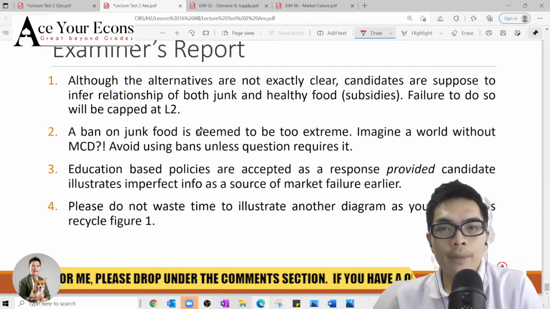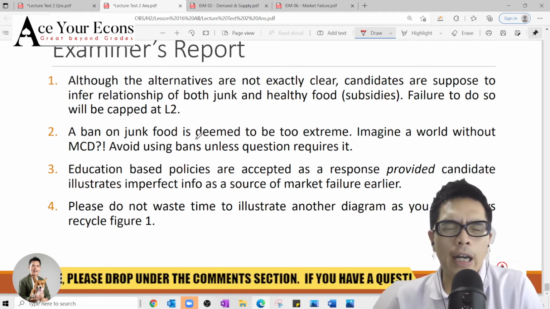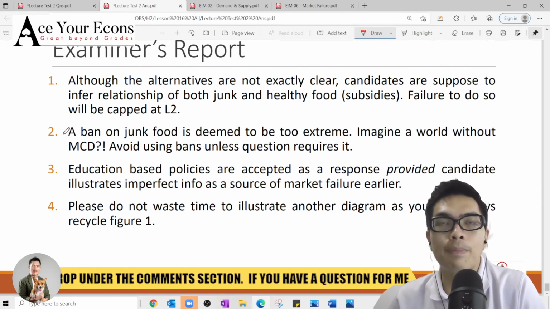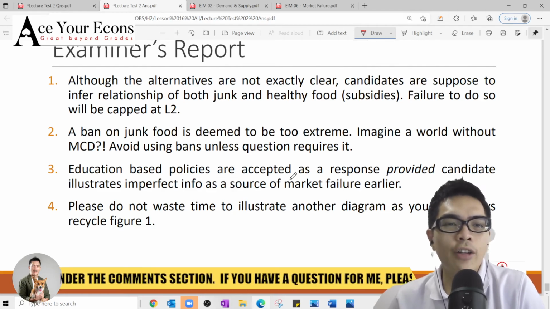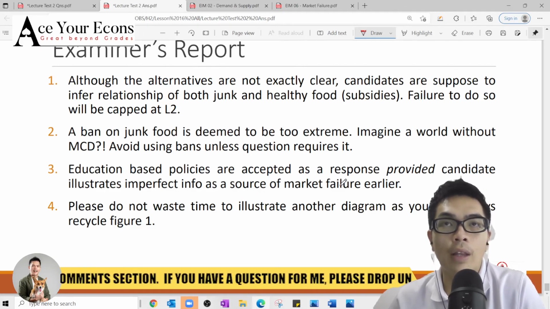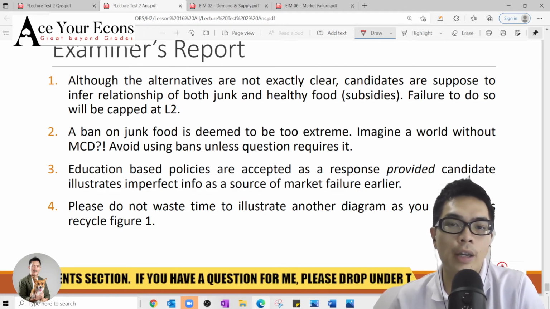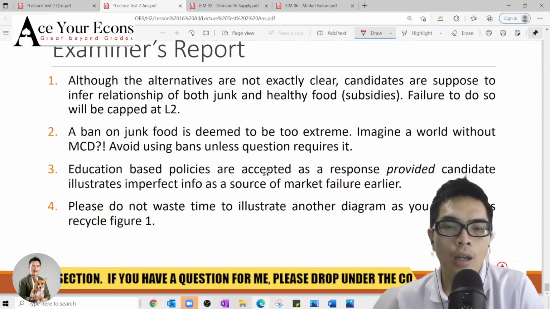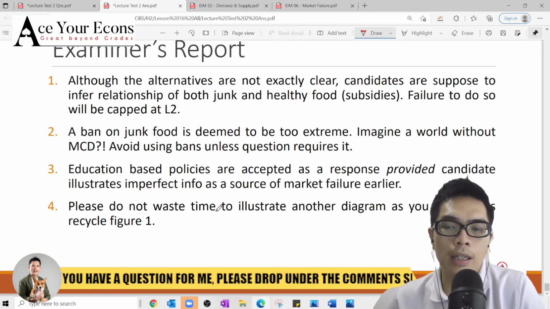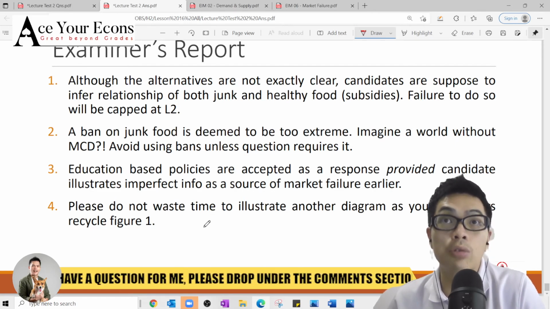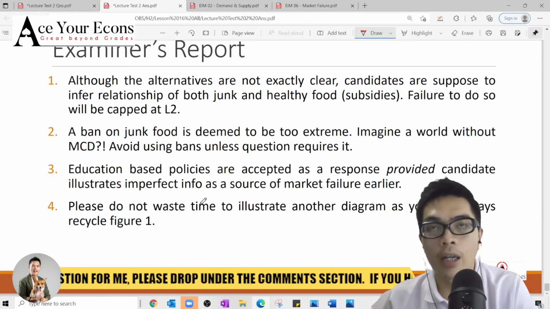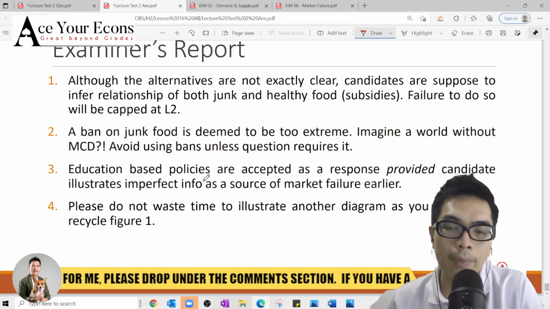All right, these are some of the points that I have gathered from the earlier batches, so you can read through. I don't recommend ban; it's not good. Education-based policies are accepted, provided in D1 you stated info failure, but you will lose marks for your fat tax, because it cannot address info failure directly. And try to recycle your diagram as frequently as possible. Don't redraw one every time. Every time you recreate a diagram, you spend time to redraw, and you are going to lose time in writing.